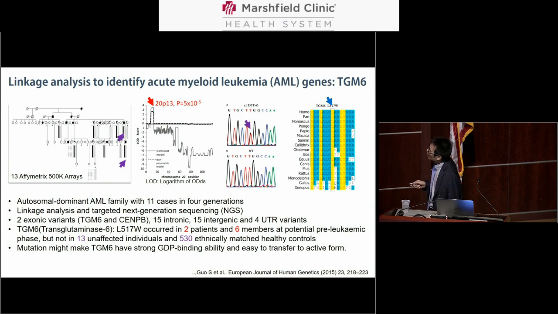This mutation occurred in the 2 patients and 6 members of the potential blood cancer patients. Very interesting, it did not occur in 13 unaffected individuals, and we also checked this variant in a larger population. We have 500 normal individuals, and we didn't find the mutation there. So we were quite interested in this mutation.